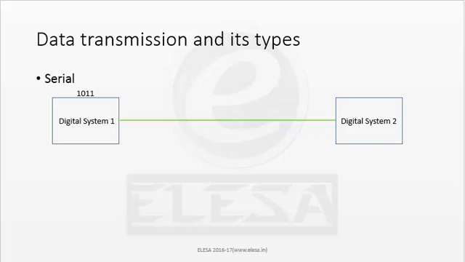Let's take an example of two digital systems wanting to transfer a data of 1011 in between them via a serial interface. So the green line indicates the wire, which is the channel. As the definition goes, one bit is transferred one by one and the rest of the bits follow the previous bit. So in this way, the digital system 2 received the data that was supposed to be transmitted.